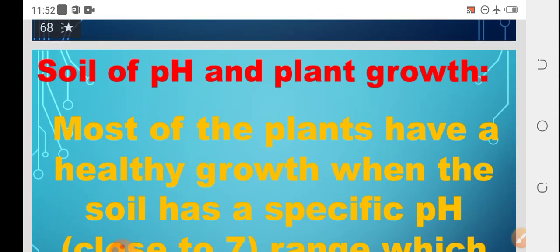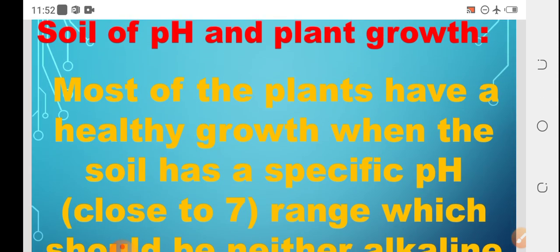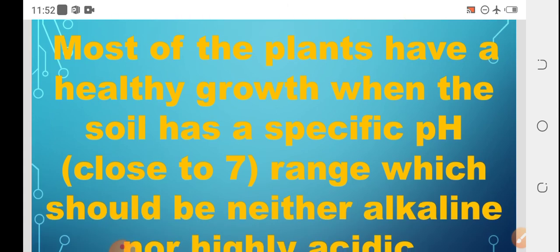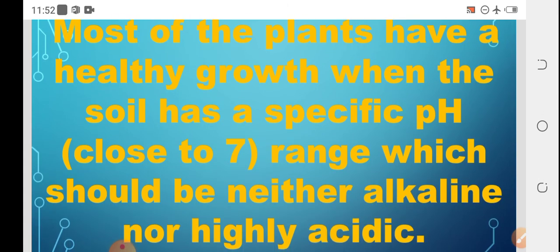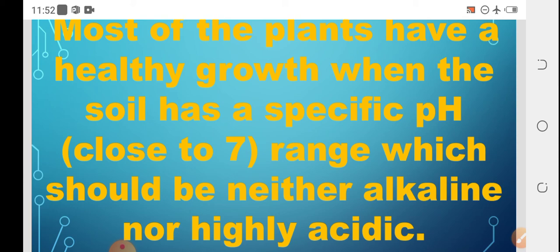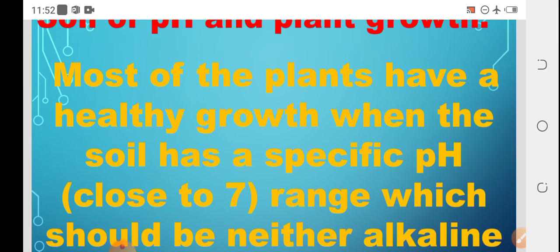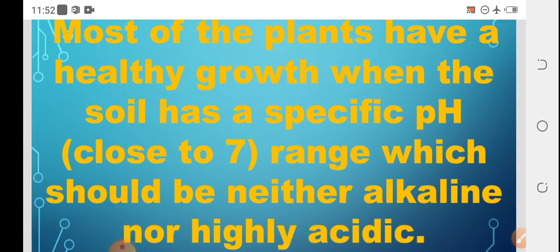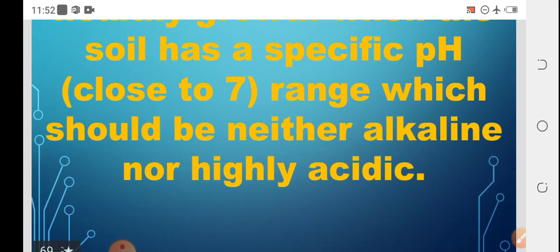Soil pH and plant growth. Most plants have healthy growth when the soil has a specific pH, close to 7. So if the soil pH is close to 7, then the plants grow in a proper way. If it is too high or too low, then it will be risky for the growth of the plants.